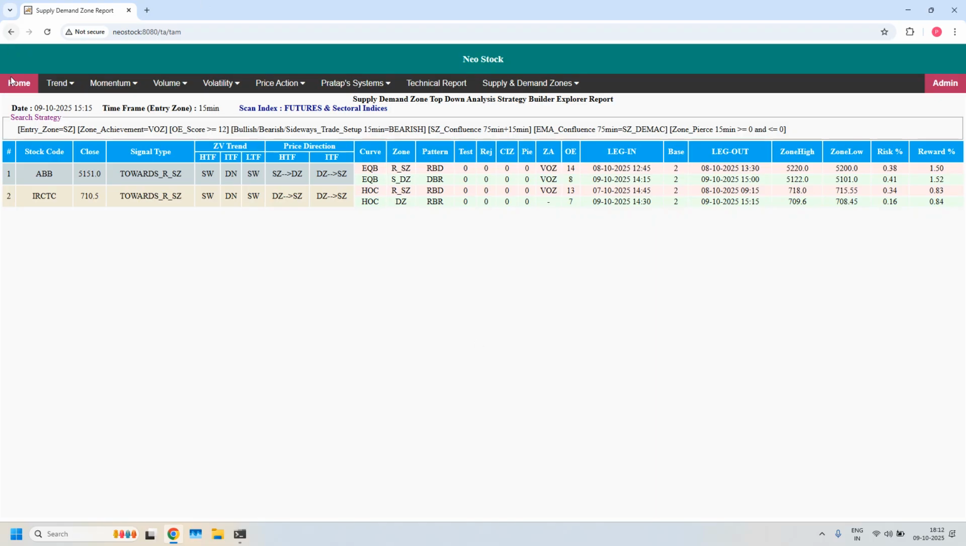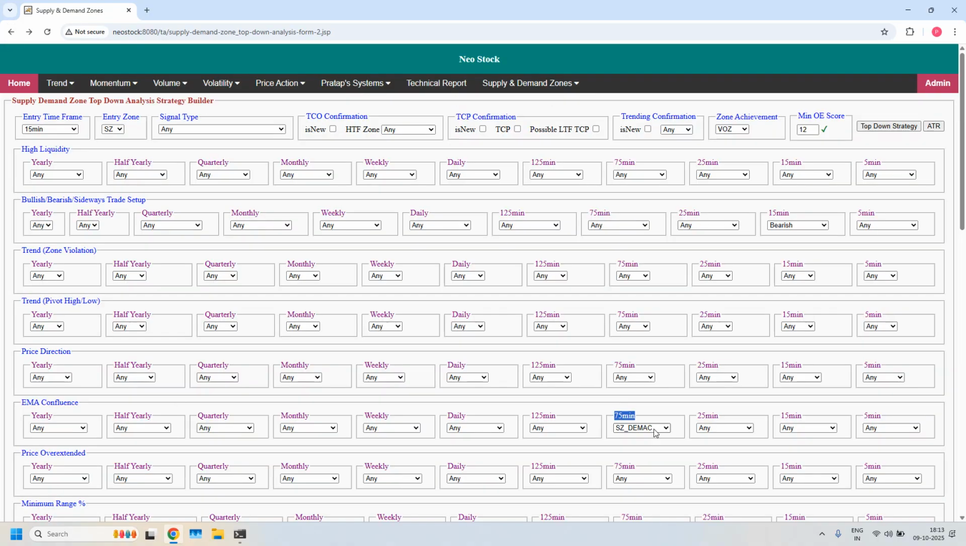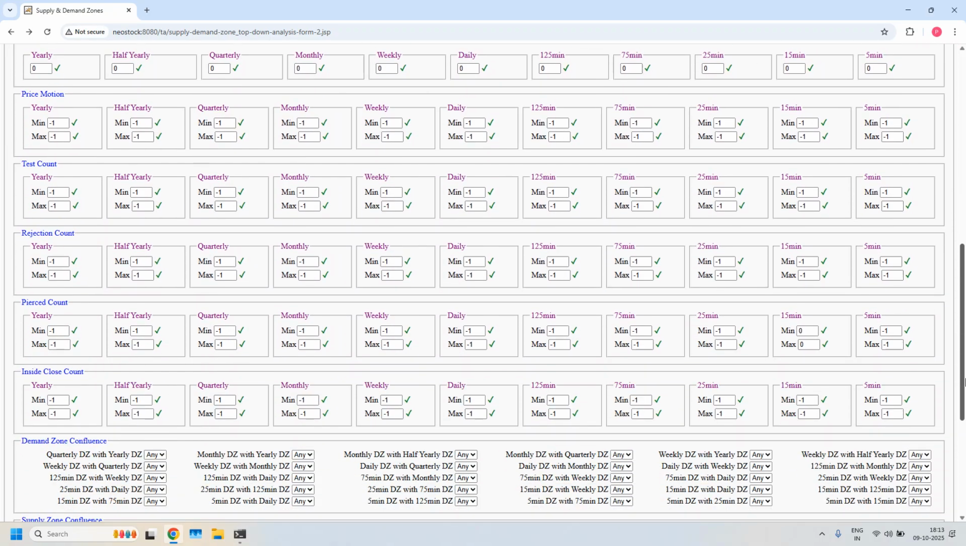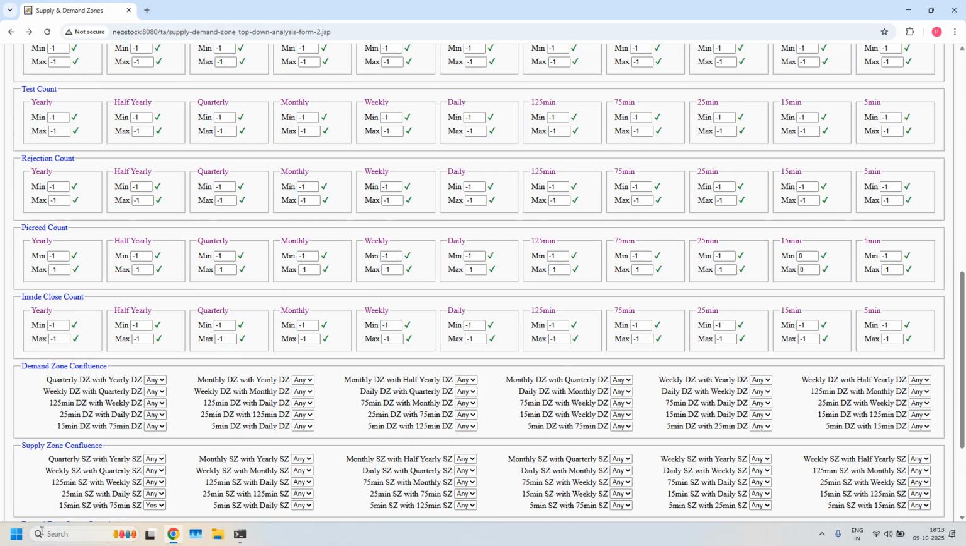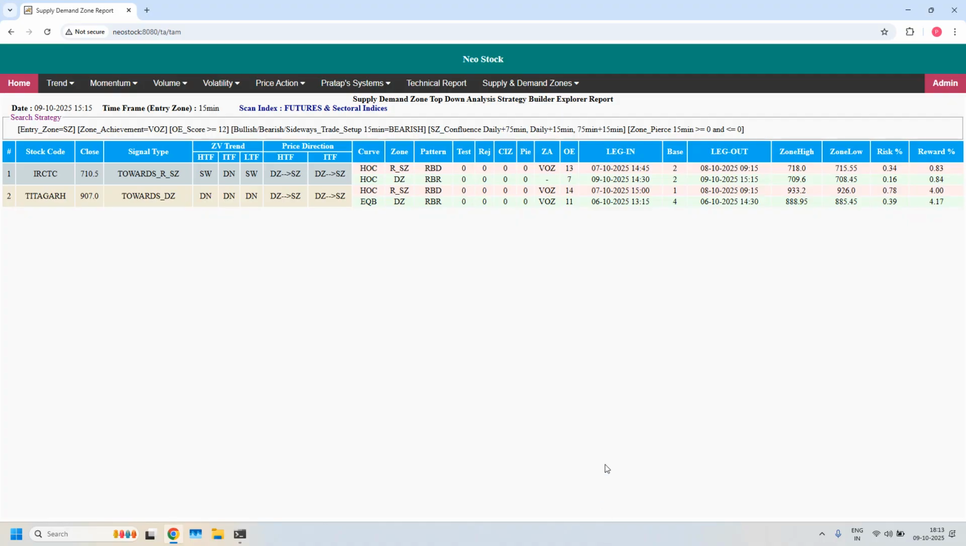And the second strategy is LTF, ITF, HTF supply zone confluence and then HTF EMA confluence. Let's filter based on that. Removing ITF EMA filter. In the supply zone confluence, 3 filters I am setting. 15 minutes and 75 minutes, 15 minutes and daily, 75 minutes and daily supply zone confluence. By enabling all the 3 filters, we got 2 stocks. Out of these 2, second one is having the daily trend is downtrend.